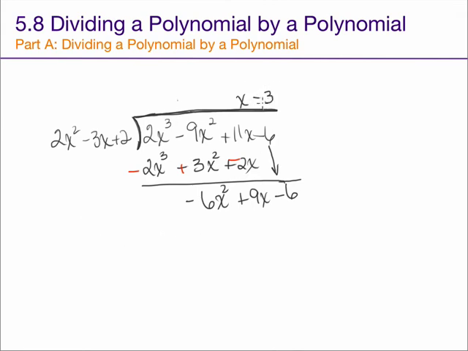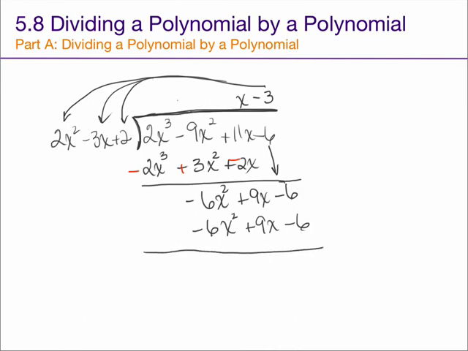What do I need to multiply by 2x squared to get negative 6x squared? Answer, negative 3. The negative 3 times positive 2 gives me the negative 6 that I need. Negative 3 times 2x squared is negative 6x squared. But remember, I have to multiply not just by that term, but by these other two terms as well. Negative 3 times negative 3x is positive 9x. And negative 3 times positive 2 is negative 6. Change the signs and add, and I end up with no remainder. My answer is just x minus 3.